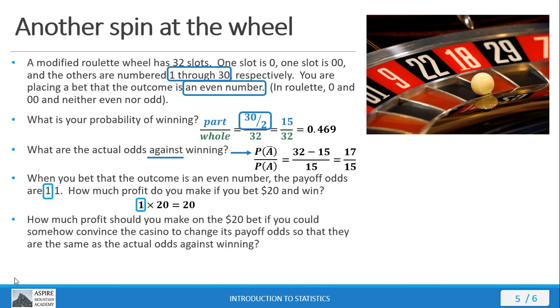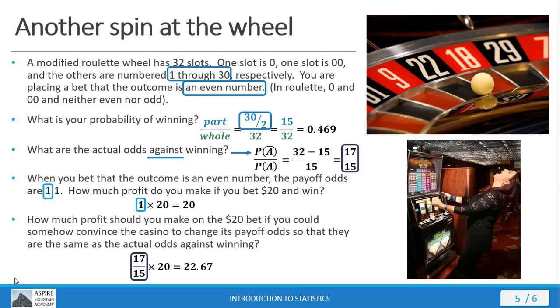Now, how much profit should you make on the $20 bet if you could somehow convince the casino to change its payoff odds so that they are the same as the actual odds against winning? Well, I hope you paused the video. So here's the answer. We take those payoff odds, multiply by our bet, $22.67. That's what we're going to get. Again, that comes from the actual odds against winning that we calculated earlier.